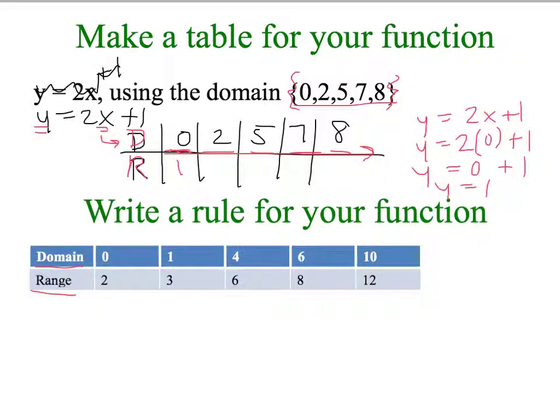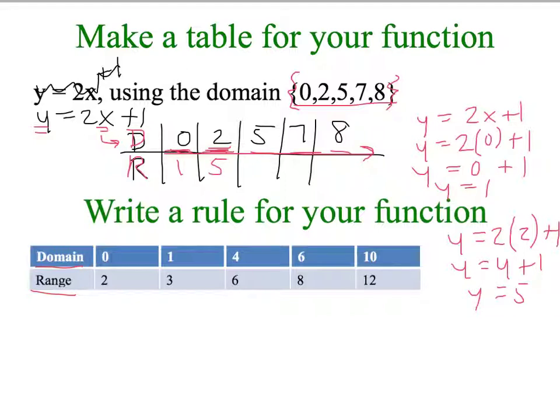For the next one, you do the same thing. So you take 2 and you plug that in for x. So you say y equals 2 times x, which is your domain, so 2, plus 1. 2 times 2 is 4, plus 1 would give you 5, so y equals 5. And you put that in your range.